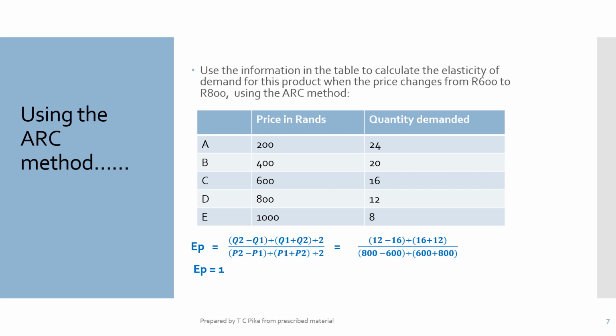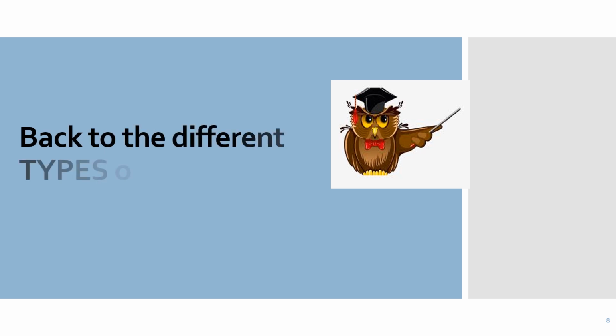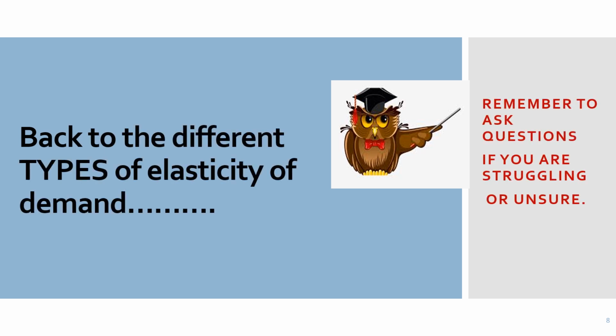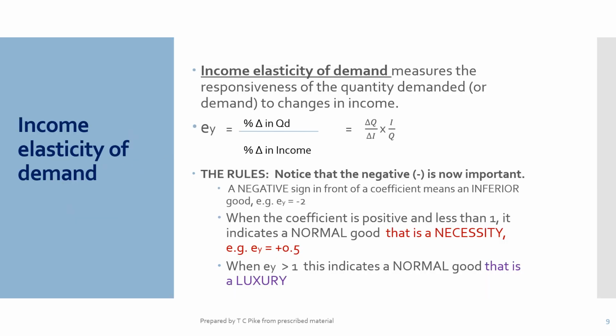Let's move on. Looking at the different types of elasticity of demand, we're going to run very quickly through each of the others, just so that you can get an idea of how they are applied. There are some practice exercises as well that you'll be able to use, and then the solutions for you to check yourself. Looking first at income elasticity of demand, now we want to know by how much will this demand for our product change as a result of a change in the consumer's income.